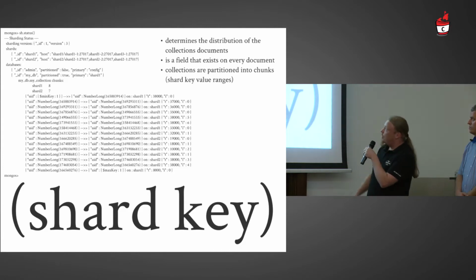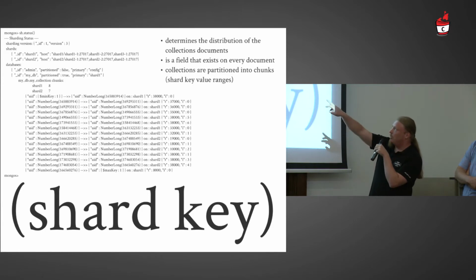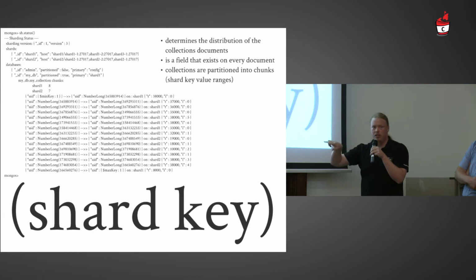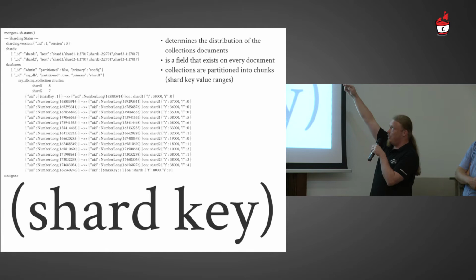Here on the left corner you can see an example output. Here you can see that my shard key is the UID field, and then you can see that each chunk is delimited by 2 numbers, and all data that falls into this range is part of that chunk. And you can see that our shards are distributed. A few are on shard 1, and then you have a few on shard 2.